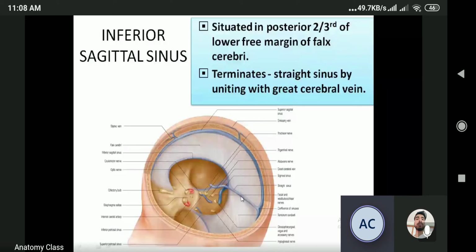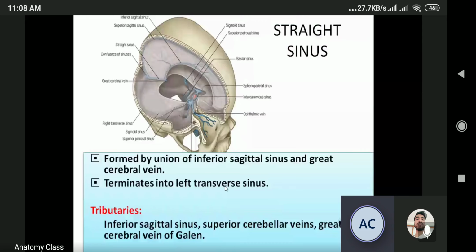The termination of this inferior sagittal sinus is that it terminates by joining with the straight sinus, or rather the straight sinus is formed by uniting the inferior sagittal sinus with one of the cerebral veins known as the great cerebral vein of Galen. Then the straight sinus is formed by the union of the inferior sagittal sinus and the great cerebral vein. When this inferior sagittal sinus and great cerebral vein unite, they form the straight sinus.